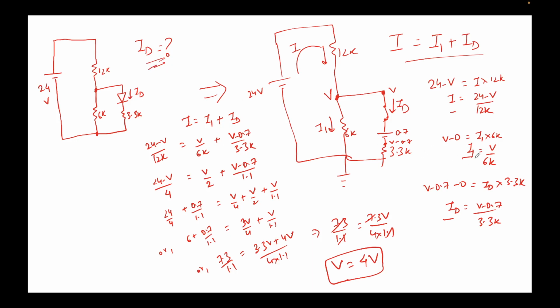So we know the diode expression, it was here. So let's put this value of V here. So this would be ID equals 4 minus 0.7 over 3.3K. That would be 3.3 over 3.3K. This would be 1 milliamp. So we have calculated the value of ID as 1 milliamp.